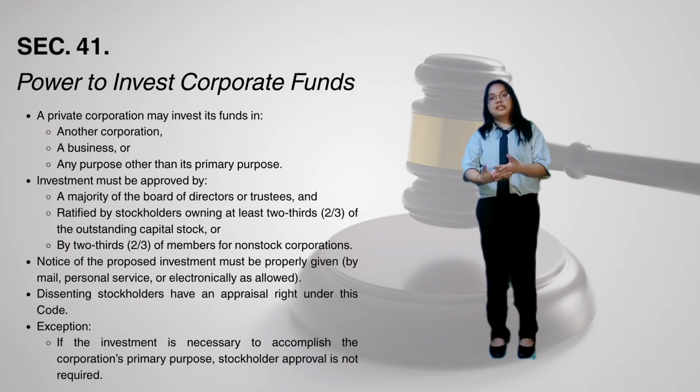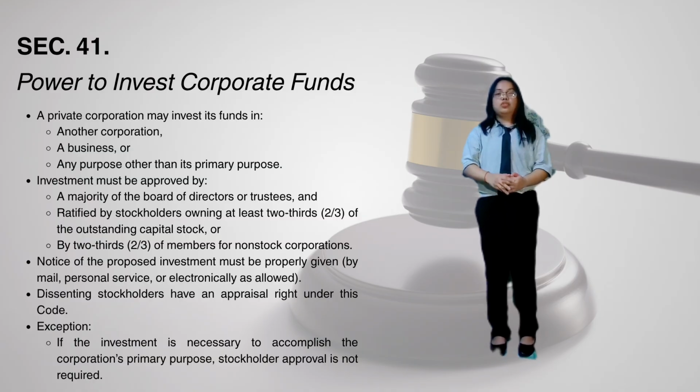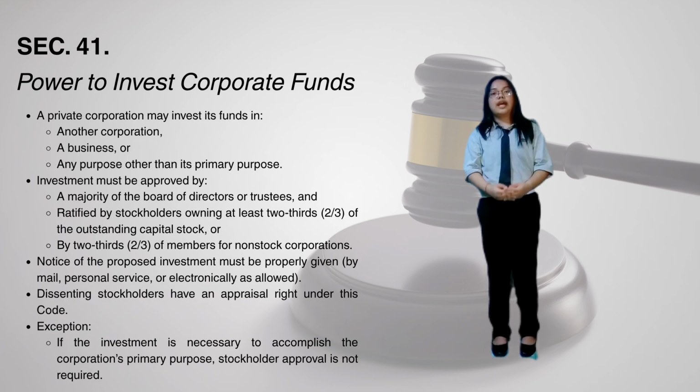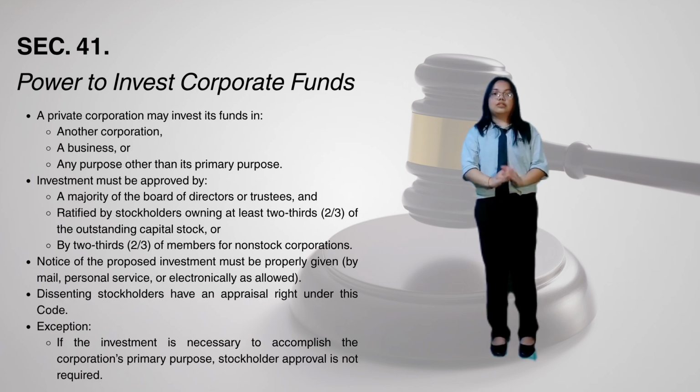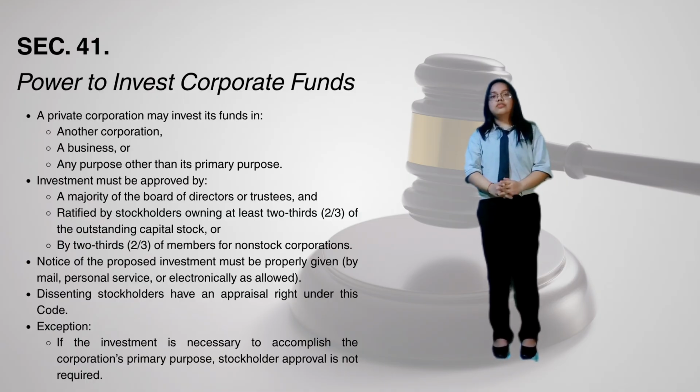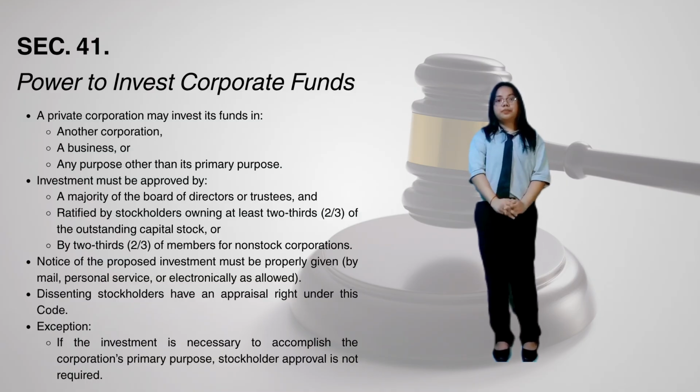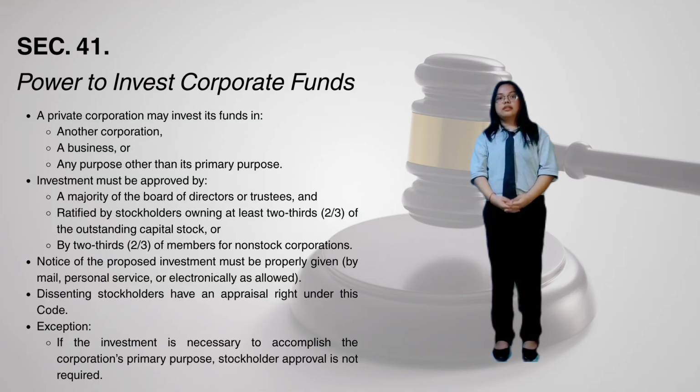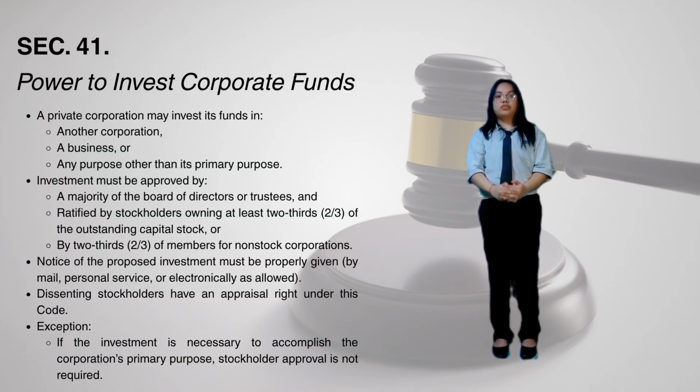But before making such an investment, it must be approved by the board of directors and ratified by at least two-thirds of the stockholders or members. If any stockholder disagrees with the investment, they have the right to demand payment for the shares. This is called appraisal right. But there's an exception. If the investment is necessary to accomplish the corporation's main purpose, then there's no need for stockholder approval.